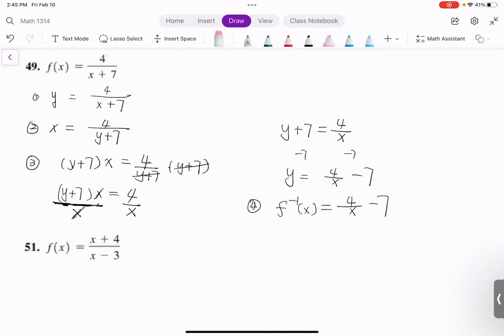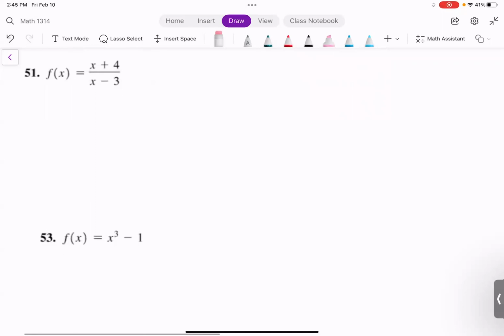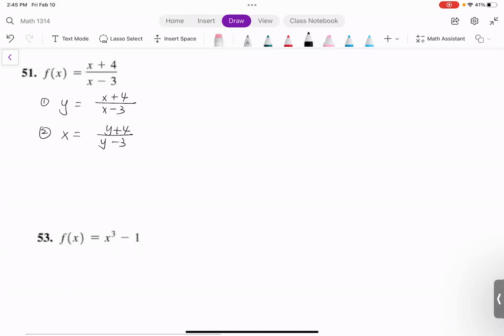Okay, let's solve the next example. F of x equals x plus 4, all divided by x minus 3. First step, y equals x plus 4 over x minus 3. Number 2, x equals y plus 4 over y minus 3. And number 3, solve for the y. So we are solving for the y. Y is at the bottom. We cannot solve it. So multiply both sides by y minus 3. Y plus 4 over y minus 3 times y minus 3, so these two cancel.